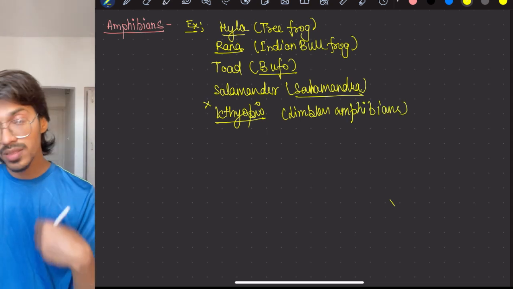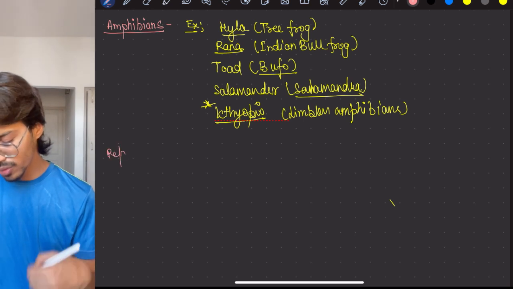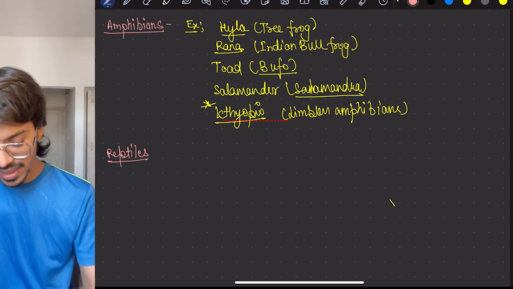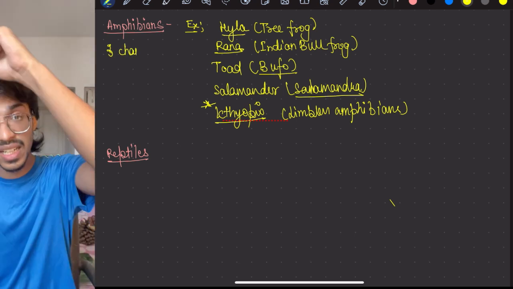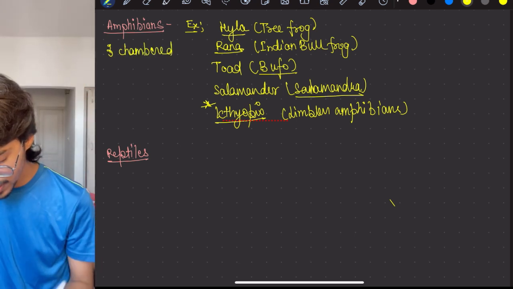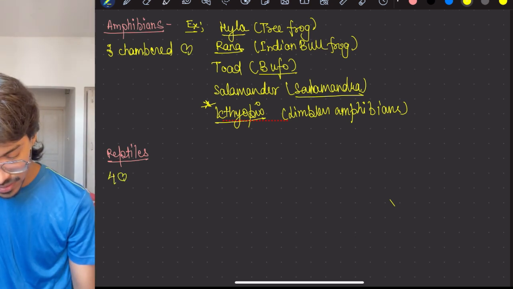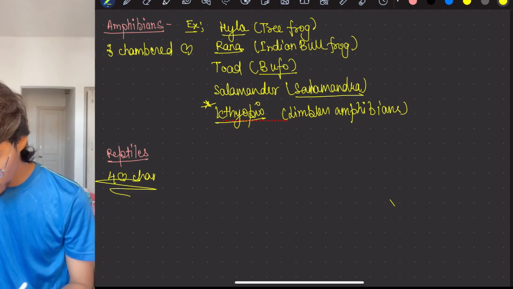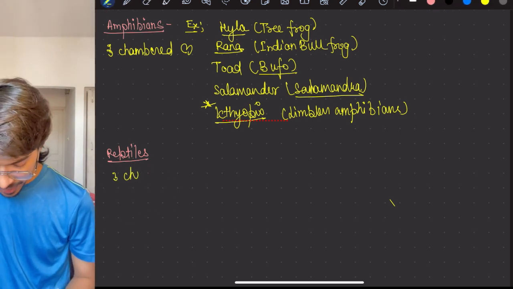After amphibians, the next one is the reptiles. So reptiles are what? Snakes, crocodiles, and all of those things. Their basic features you have to remember. What are the main things that they can ask you? That there is a three-chambered heart. And the fishes which we have studied till now have a 2-chambered heart only. So reptiles have a 3-chambered heart. But in this, crocodile has a 4-chambered heart.